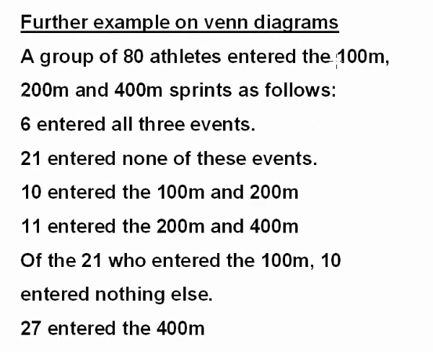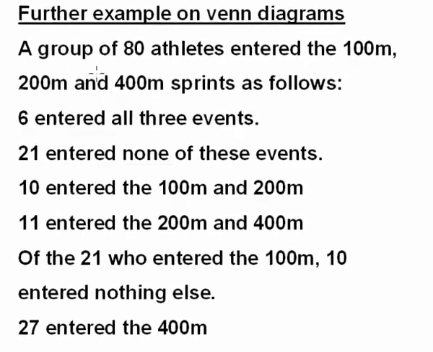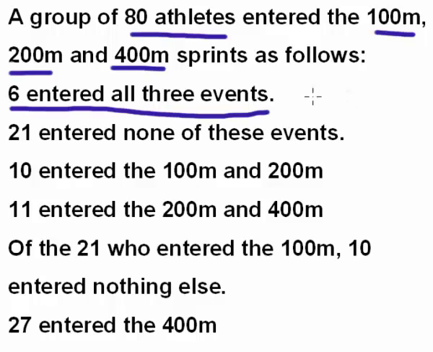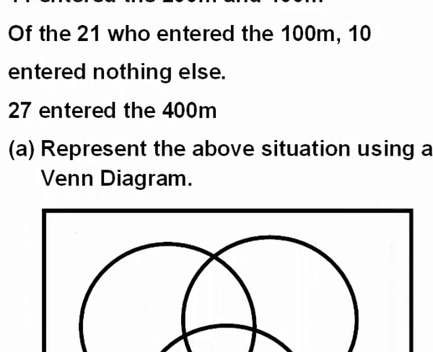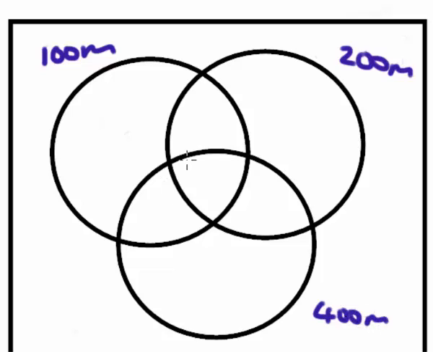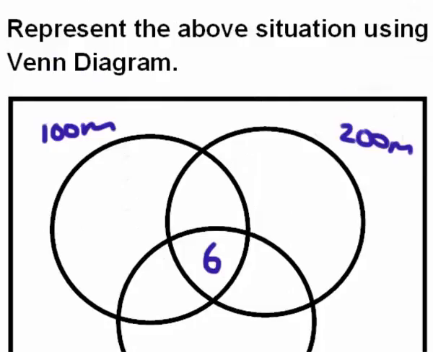Okay, let's look at a further example on Venn diagrams. A group of 80 athletes entered the 100 meters, the 200 meters, and the 400 meter sprints, and 6 entered all 3 events. Very important that. So here we have the three events, the 100 meters, the 200 meters, and the 400 meters, and 6 athletes entered all 3. So there's an intersection, and I would always suggest that you start with the intersection.